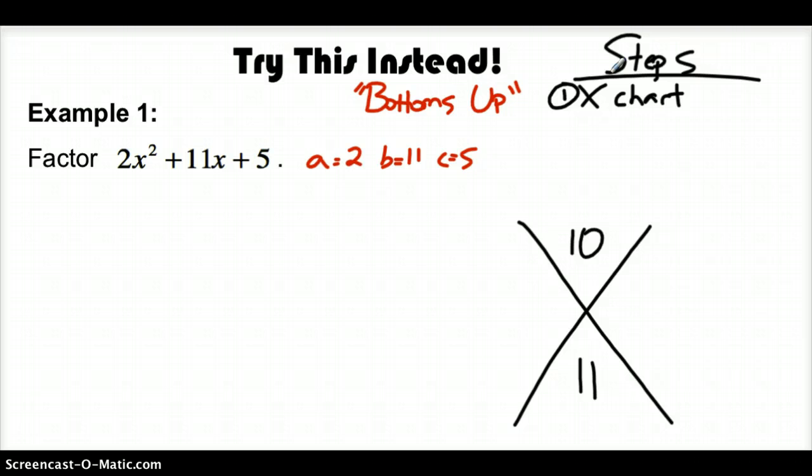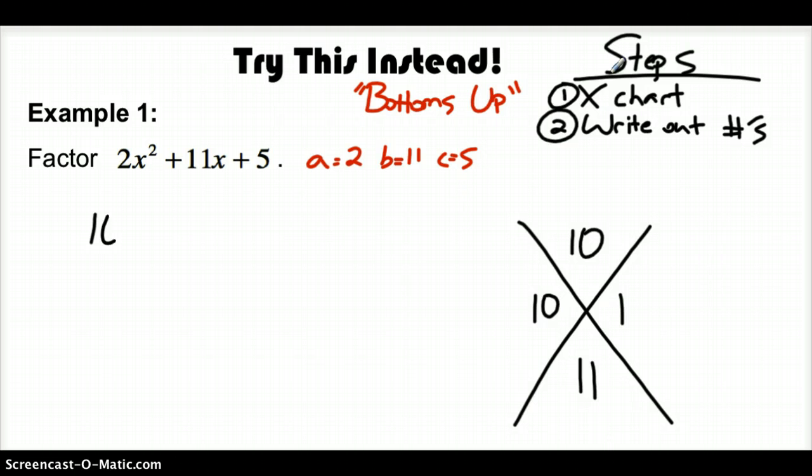And what are our numbers? Well, our numbers are going to be 10 and 1, because I know that 10 times 1 is 10, and 10 plus 1 is 11. Now the next thing we're going to do, step 2, is write out the numbers that you got. So I'm going to write out 10, and I'm going to write out the number 1.